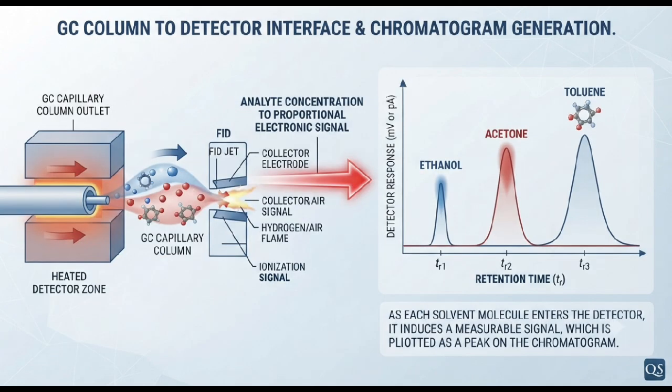Detector. After separation, the compounds reach the detector. A commonly used detector for residual solvent analysis is the flame ionization detector or FID. The detector response is converted into an electrical signal and displayed as chromatographic peaks. The peak response is then used for identification and quantitative determination of the residual solvents.